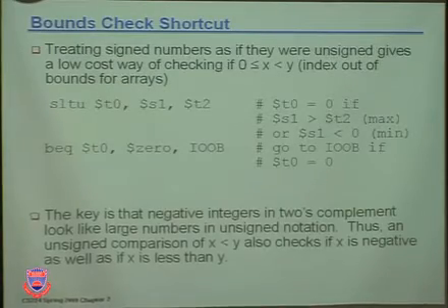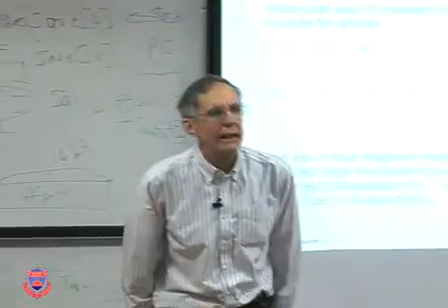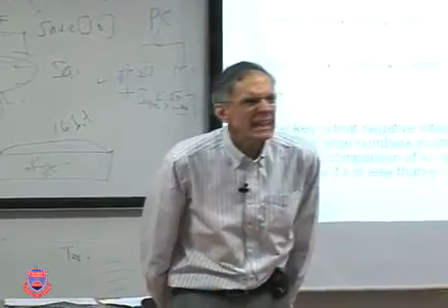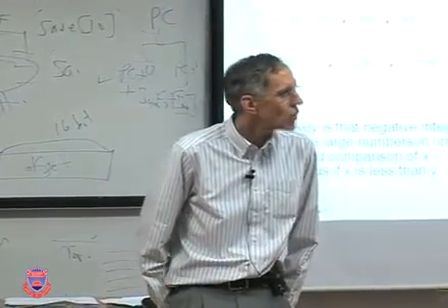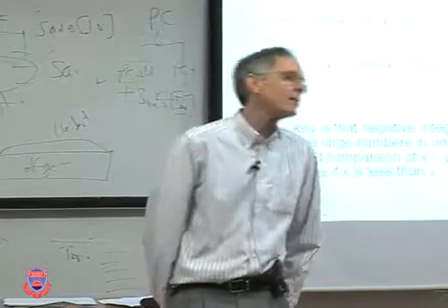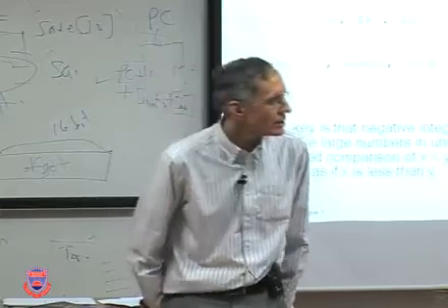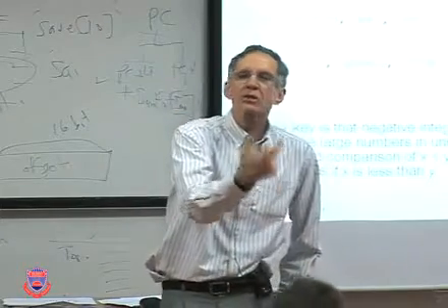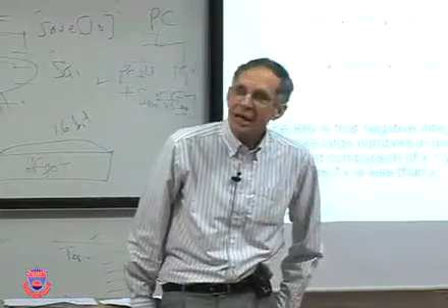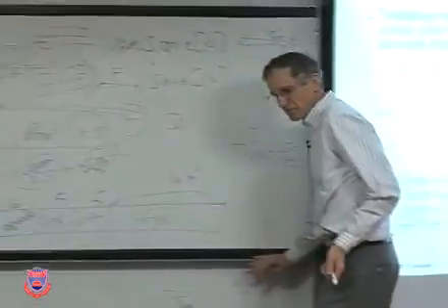Now, bounds check. Shortcut. Everybody knows that when indexes are used in structured data, there are boundaries. The index can't be a negative number, and it shouldn't be larger than the size of the structure. So when you use an index, it should be checked. If you don't check it, you know what's going to happen? Watch this simple example.